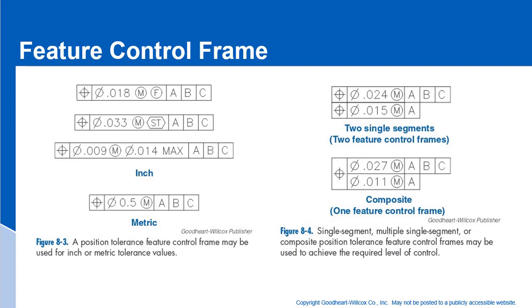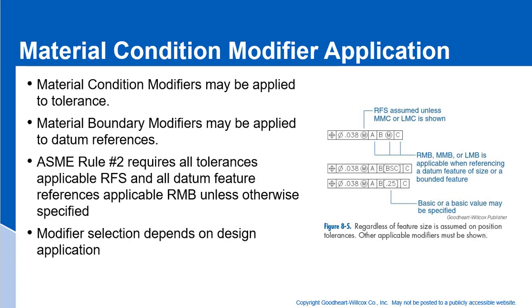Now how do we apply material condition modifiers? Okay, so the material condition modifiers may be applied to the tolerance. That's what we're showing here. And the material boundary modifiers may be applied to datum references. That's what we're showing here.